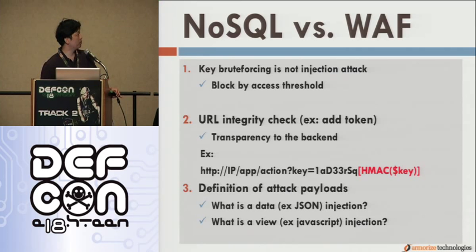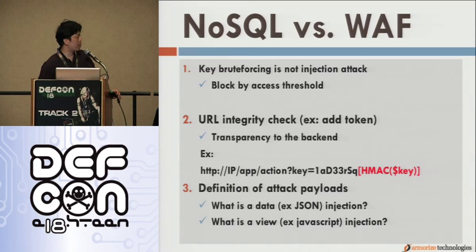NoSQL versus web application firewalls. Key brute forcing is not an injection attack, and it can be blocked by access thresholds, for example. And so web application firewalls have good potential at blocking a lot of these new attack vectors, versus web application scanners and static analysis tools, which are having a hard time finding these, because web application firewalls are transparent, basically, to the backend. WAFs can also help do URL integrity checks. For example, they can add some kind of HMAC to the key.